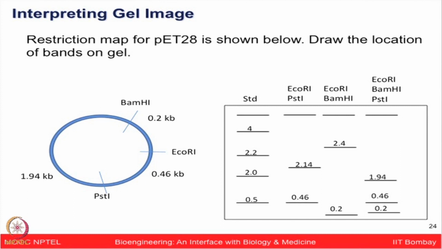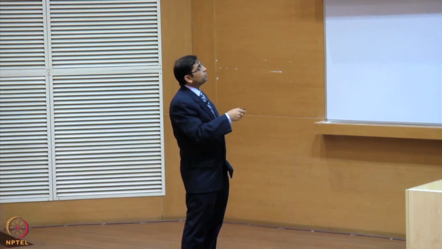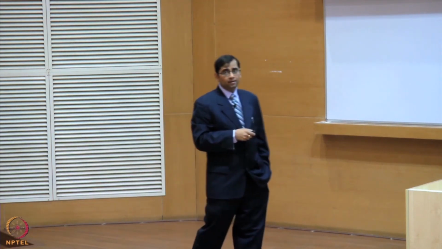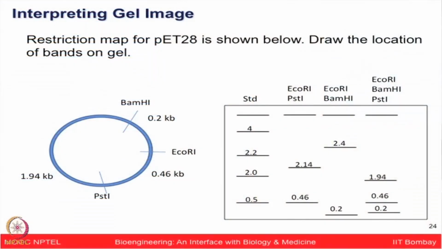If you have used EcoRI and PstI, 2.14 and 0.46. Now let's say you have used two enzymes, EcoRI and BamHI, these two. So one piece is 0.2 kb and then the remaining one is this whole thing, 1.94 plus 0.46. This is going to make a 2.4 kb band. So you will see two bands, 2.4 kb and 0.2 kb.